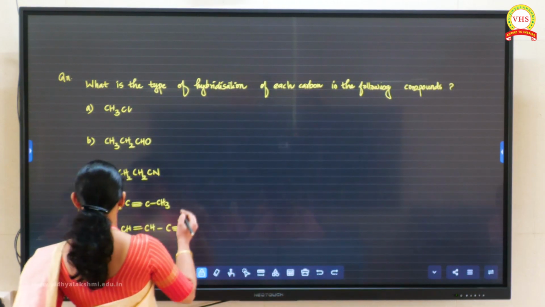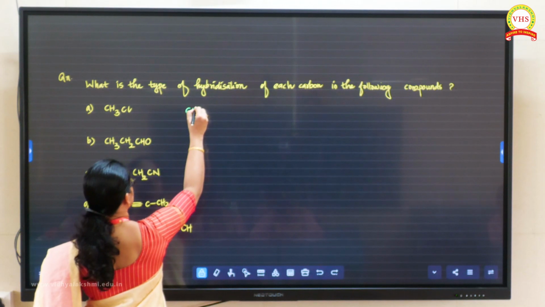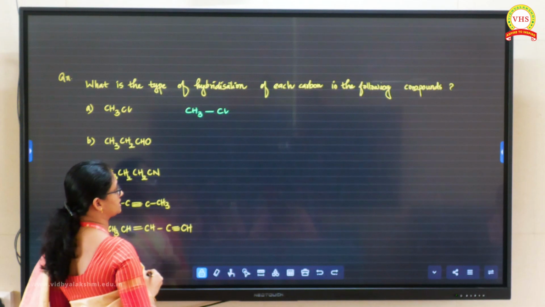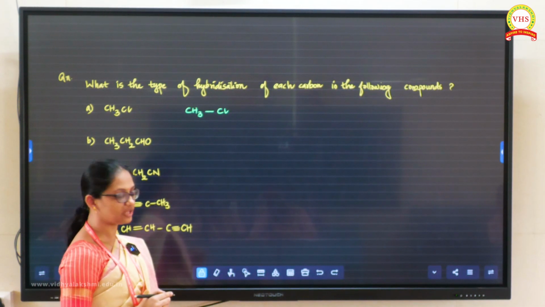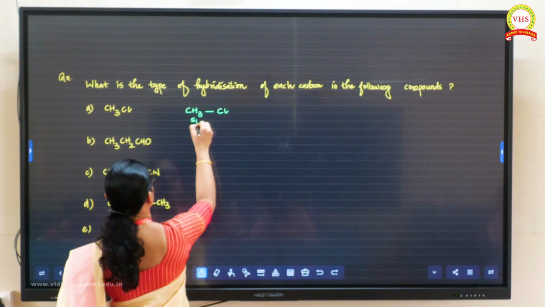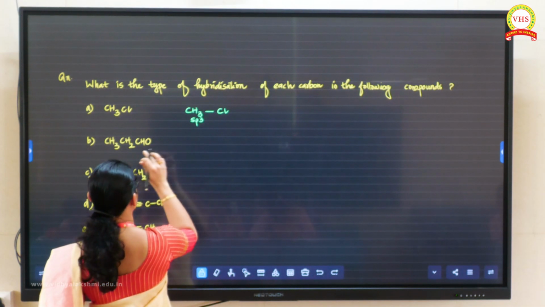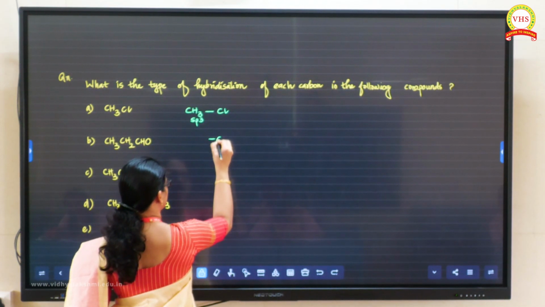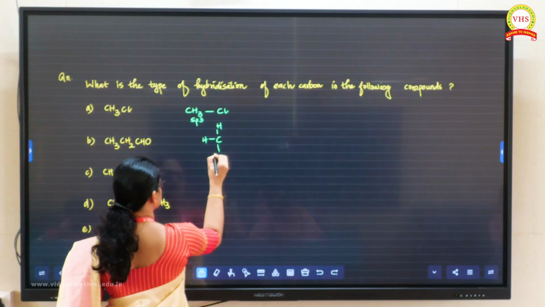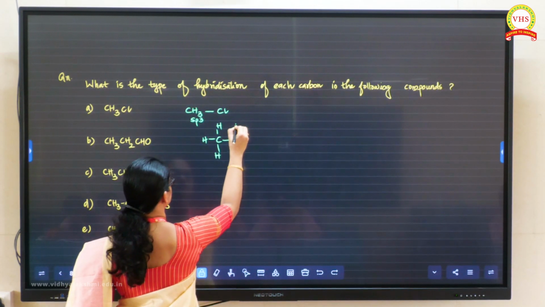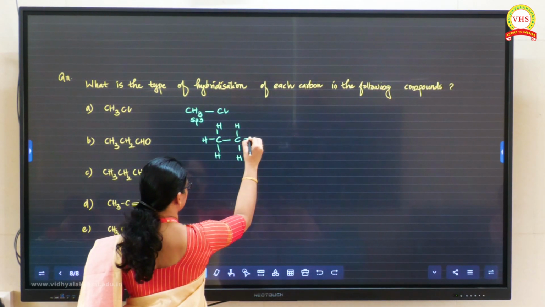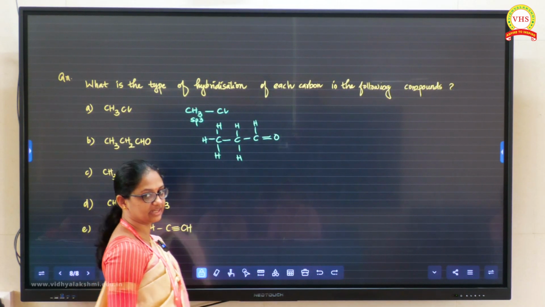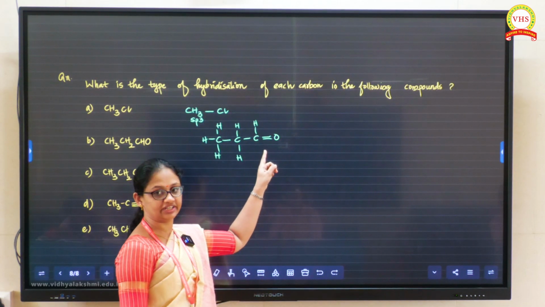Okay. So I will write CH3 making a single bond. What is the hybridization of this carbon? sp3 hybridization. Here it is CH3, CH2, CHO. So I will draw the complete structural formula. CH3, CH2, CHO.